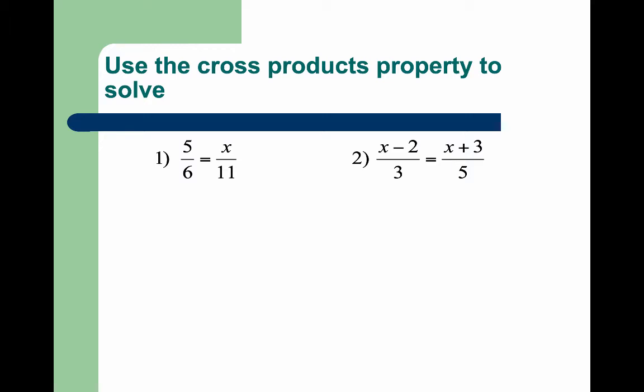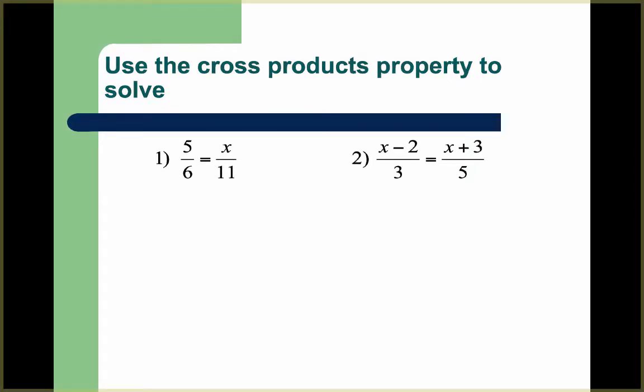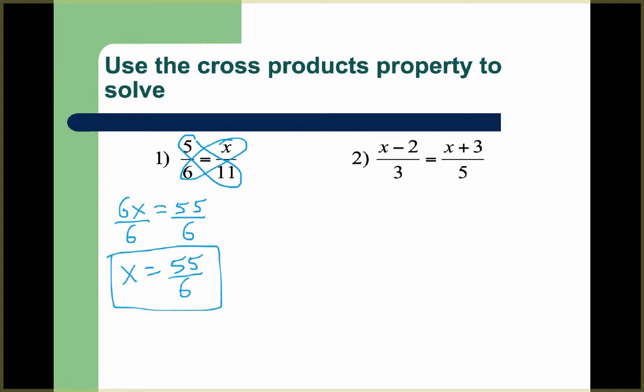So here it says, use the cross products property to solve these proportions. We have 5 over 6 equals x over 11. We have a fraction equal to a fraction, and we can do cross multiplication. We get 6 times x, which is 6x, and 5 times 11, which is 55. We then divide by 6 to undo that multiplication, and we get x equals 55 over 6. And we have solved for our variable.